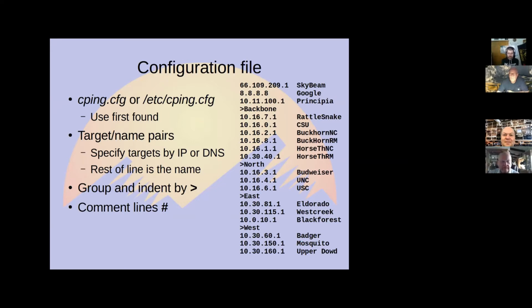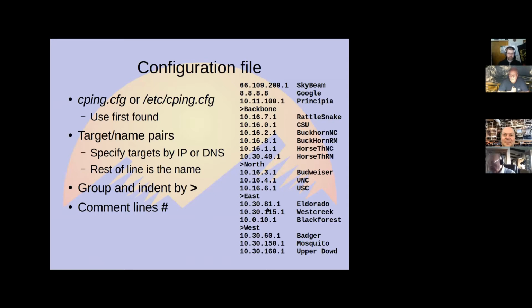And you can also group things. So for example, here, this is a shortened list, but I have greater than backbone, and then it will actually group these together for me, north, east. So it just gives a little bit of structure to things on the screen.